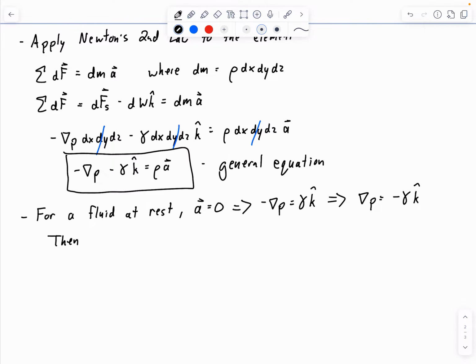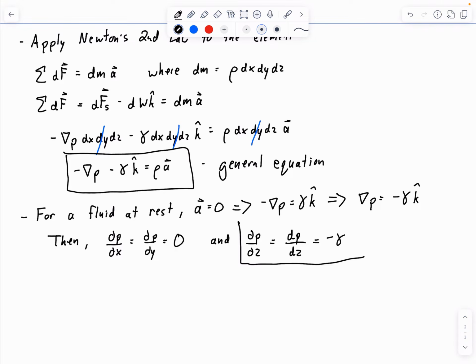But this tells us that del P by del x and del P by del y are equal to 0. So this tells us that pressure does not change in the x or y directions, but in the z direction, it changes in a very particular way. In the z direction, del P by del z, and here we can change the partial derivative to a regular derivative to say that dP by dz is equal to negative gamma. So this is an expression that we will use quite a lot.